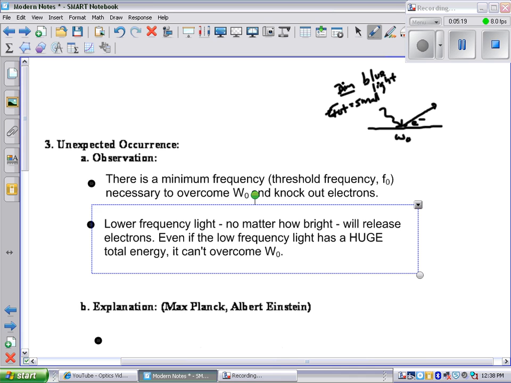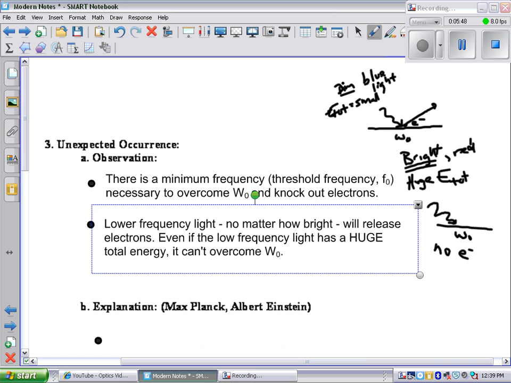Okay? But then you have very bright red light. Okay? It has a huge total energy. I have the same surface, so it has the same work function. I have this giant red light hitting it, big powerful laser, okay? And no electrons come out.